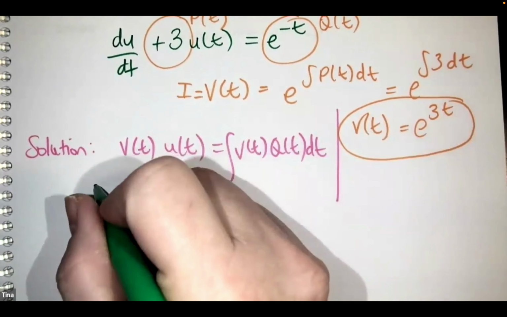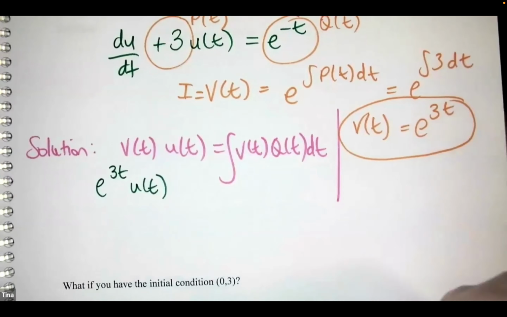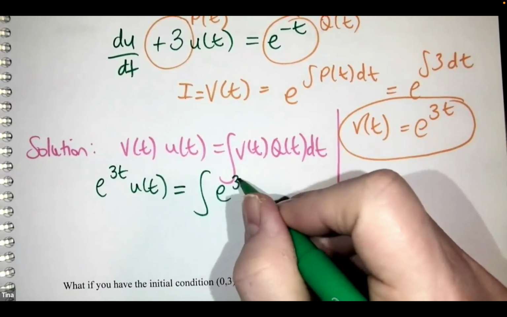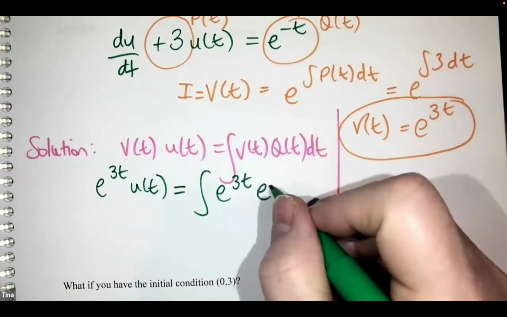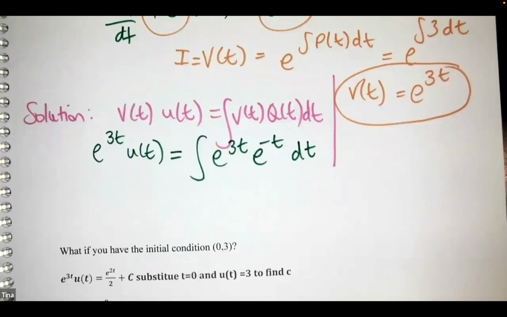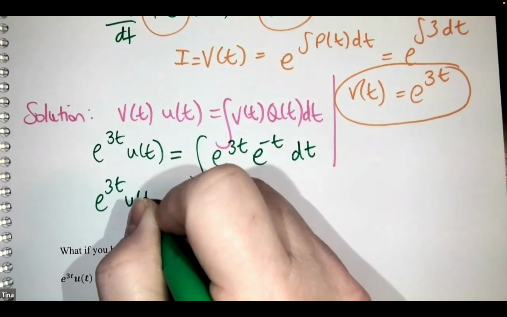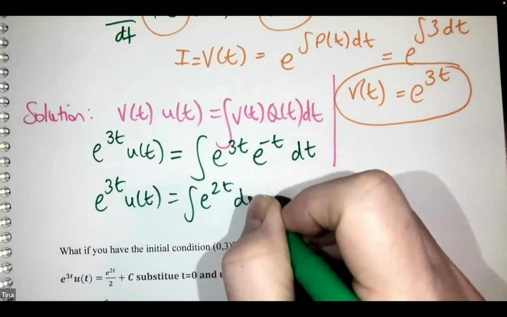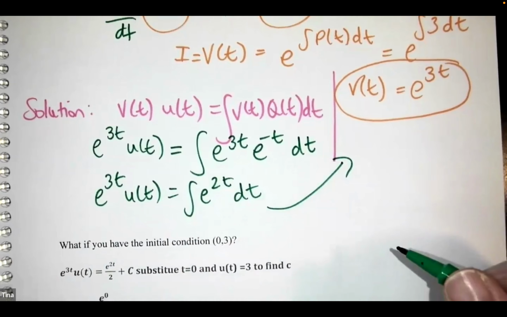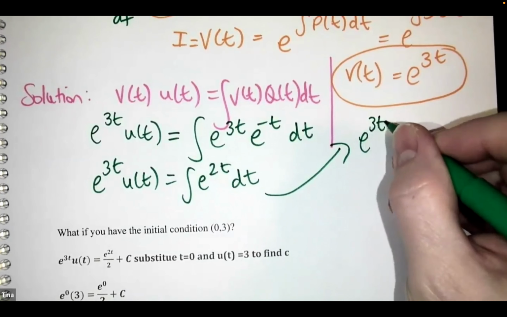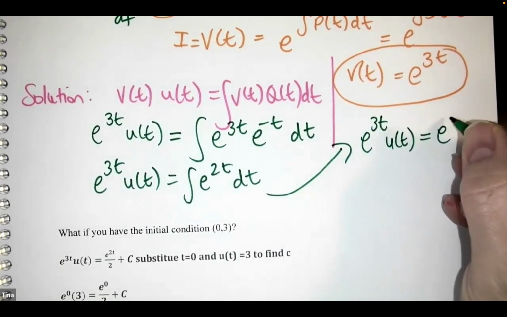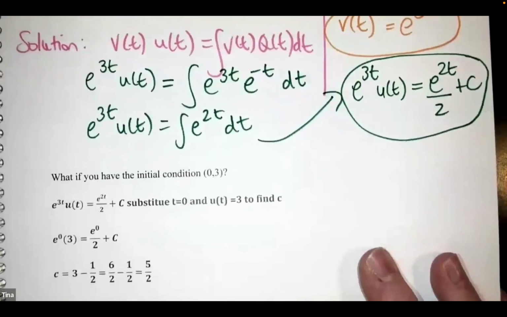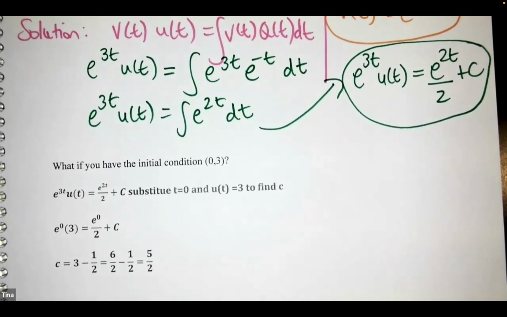Okay, so v of t is e to the 3t times u equals integral v of t, e to the 3t, times q, which is e to the negative t. I can multiply with the same base, add the exponents, and just say that's integral e to the 2t. Remember, the derivative would be times 2, and the antiderivative is e to the 2t over 2, plus a constant. So that's our solution before we find c.